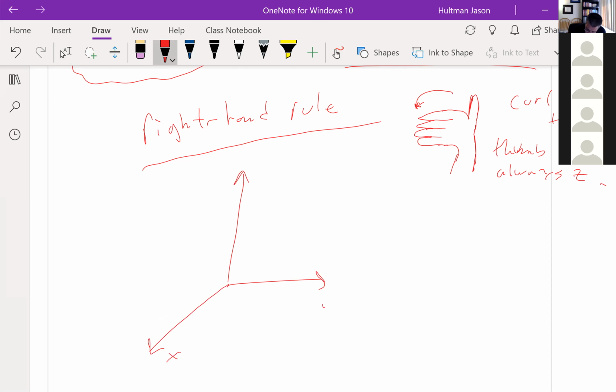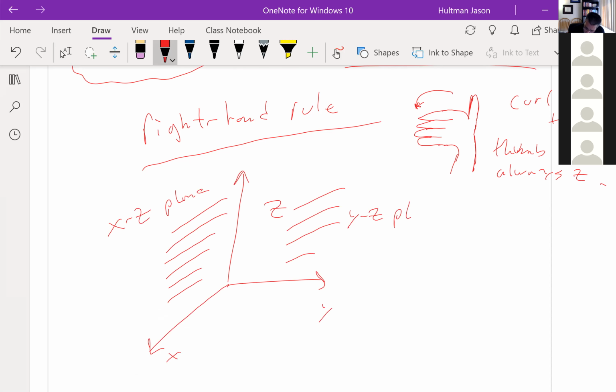X, Y, Z. And so we have some planes. We have what's called the XZ plane. We have what's called the ZY plane or the YZ plane. And we have the XY plane.